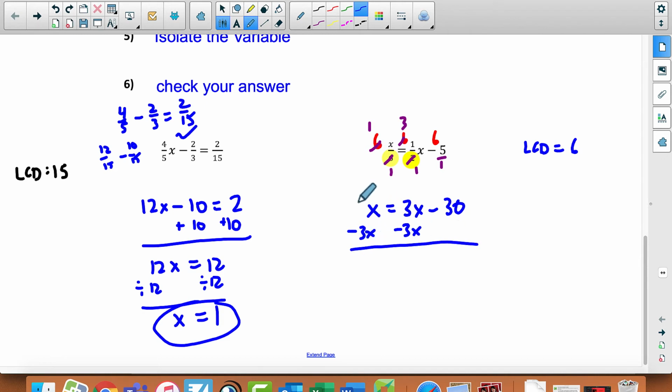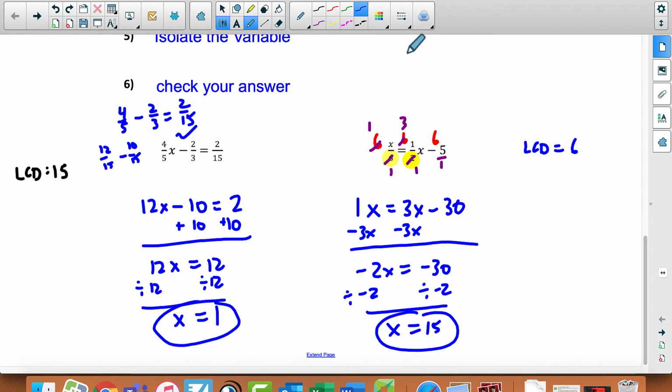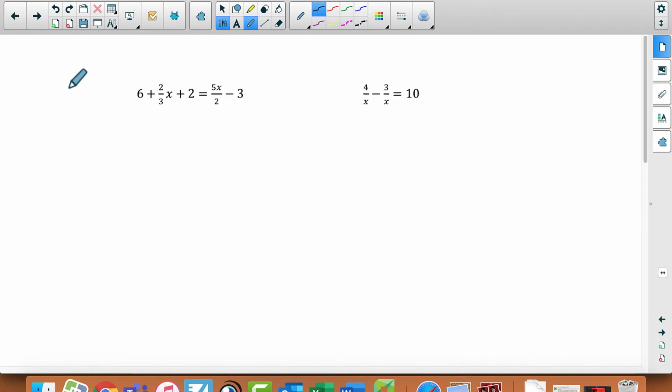Now remember, this is 1x. So I have 1x, take away 3x. That's negative 2x. And on the other side, this is gone, but I still have negative 30. Okay, this was negative 2 times x. I do the opposite. I divide by negative 2. Do the same over here. So the negative 2's cancel. I have x. And negative divided by negative is positive, and 30 divided by 2 is 15. And we're done. Okay, getting nice and hard now.